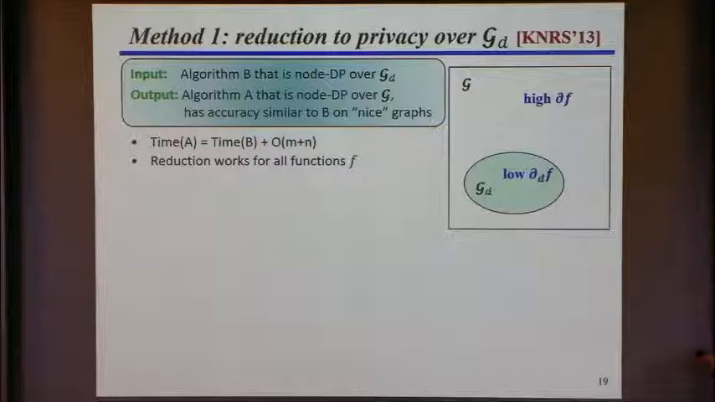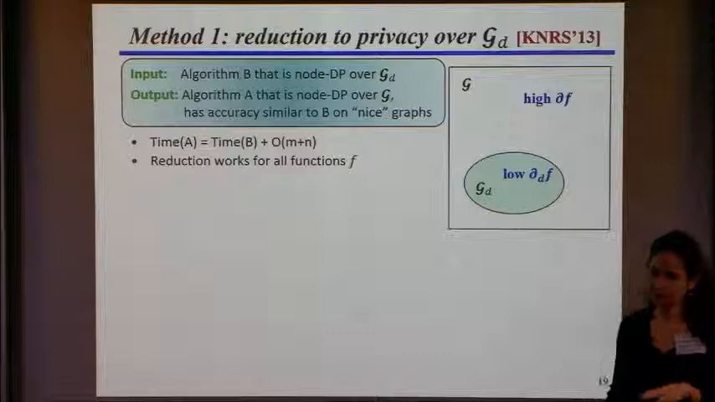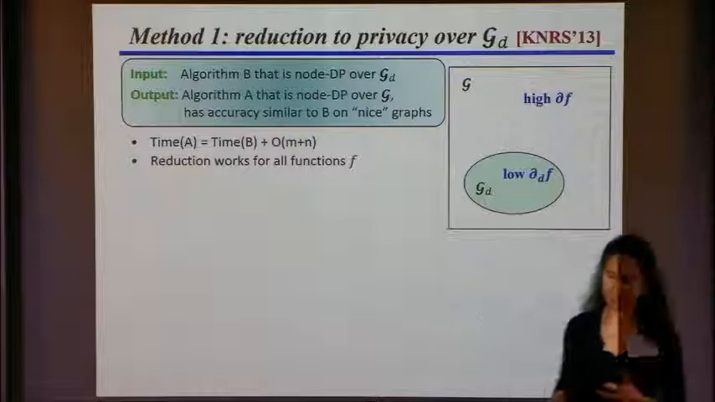So you can think about it as a reduction to privacy over bounded degree graphs. And what I'm going to explain is a reduction from our paper with Shiva, Kobe, and Adam. But there is a reduction that achieves a similar thing in the paper of Blocki et al. Our truncation operation is much simpler. Theirs is more sophisticated. So as a result, we get better running time. And in terms of noise, it's not clear. It seems incomparable what they do. But the high-level ideas are similar.